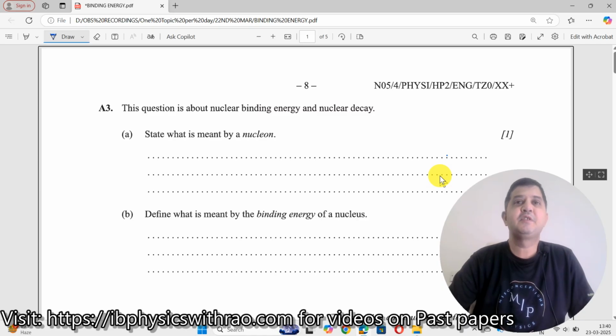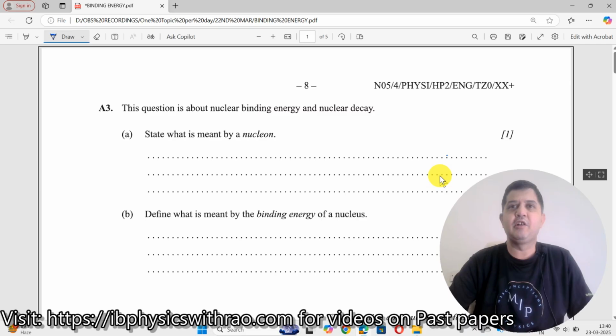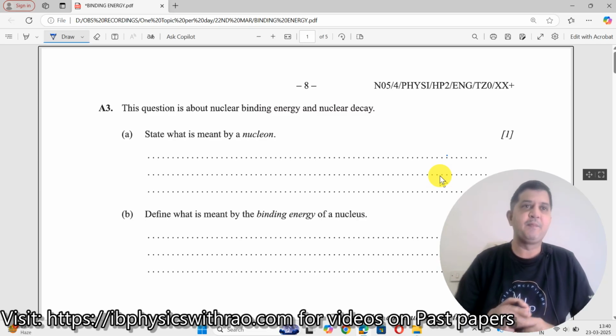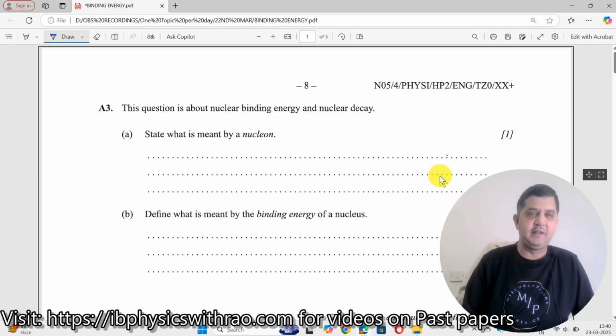And today's concept is about binding energy, understanding the nuclear binding energy per nucleon graph, and also looking at how activity can be estimated using this. There are many more questions on this, but let us focus only on binding energy. This question is taken from the November 2005 paper, TZ0, second paper. Now let us begin with this.